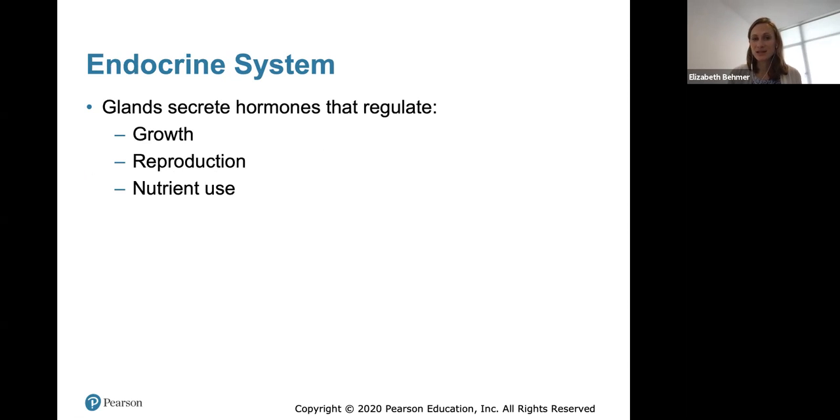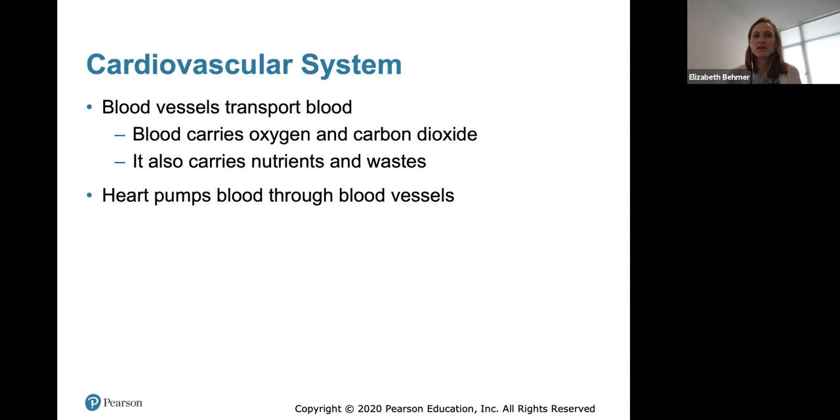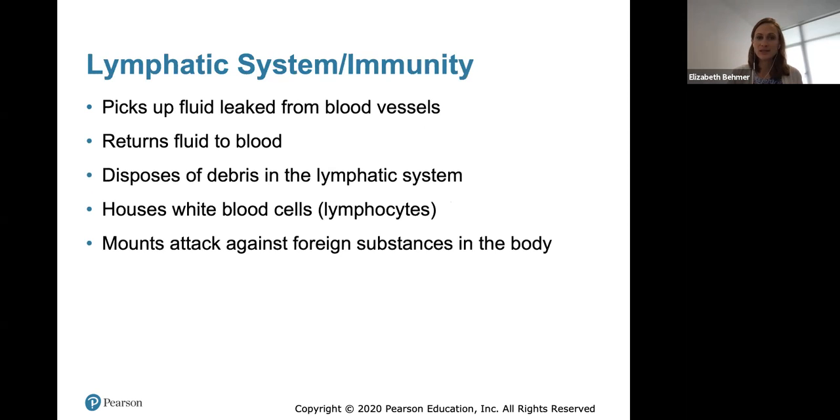The endocrine system, one of my favorite systems, is a teeny tiny system that shoots out a bunch of hormones that help to regulate growth, reproduction, and nutrient use. The cardiovascular system has blood vessels and your heart. Your heart pumps blood through the blood vessels, and the blood vessels are important for transporting and carrying oxygen and carbon dioxide and carrying nutrients and wastes.